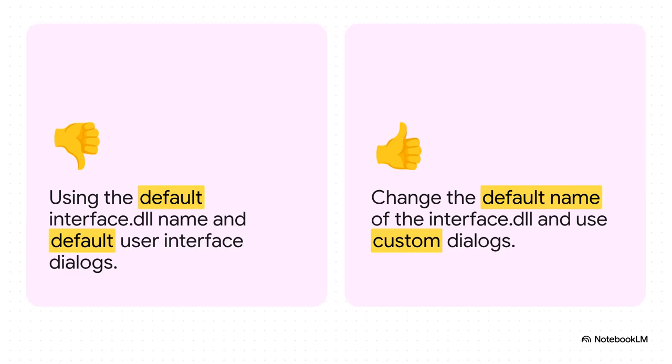You might think customizing the UI is just about making it look nice, putting your logo on it, but it's actually a security step too. Just renaming the default interface.dll file is a really simple but effective security trick. And on top of that, if you replace the default dialog boxes with your own, it not only looks more professional, but it also gets rid of default text that could give attackers clues about what protection system you're using.